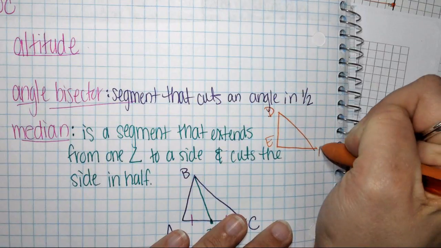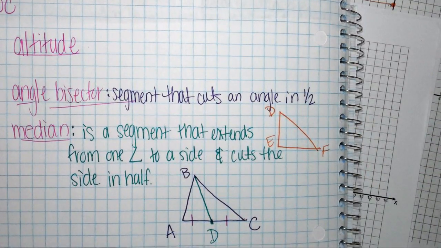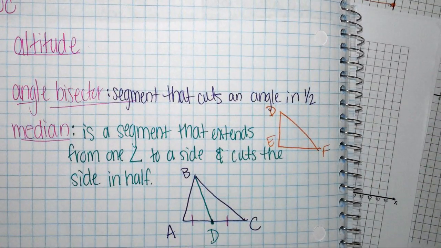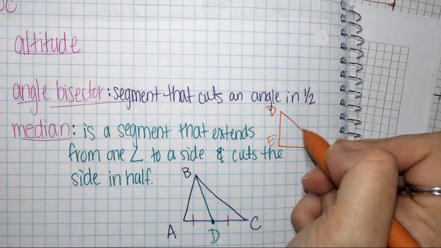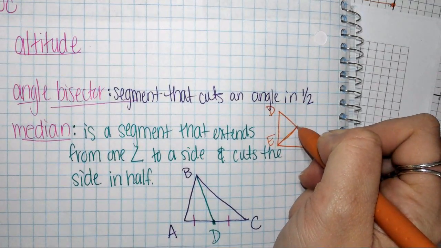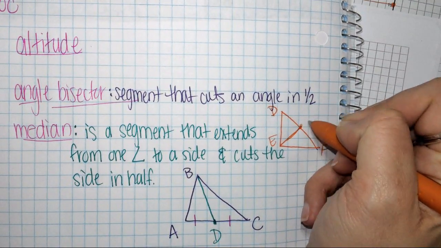D, E, F. So if I wanted to bisect angle E, E as in echo, where do I have to draw that angle bisector from? Does it come from another angle or does it come from a side? It comes from a side. And which side? If it's cutting E in half, which side is it going to come from? D, F. Good, take a point. And we're going to call this G.